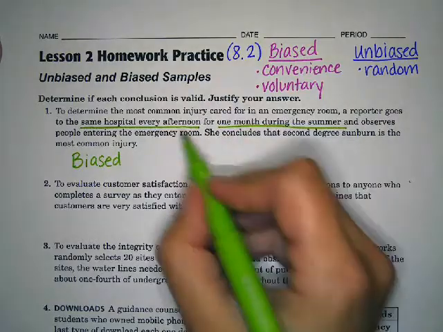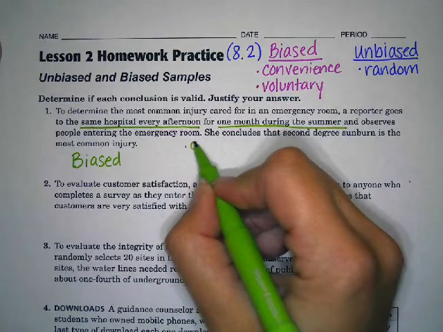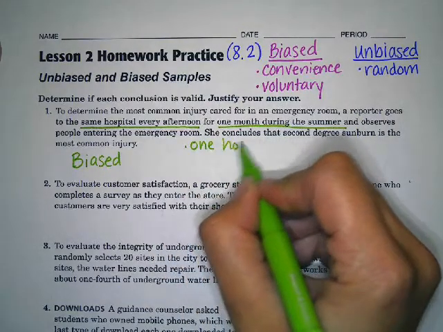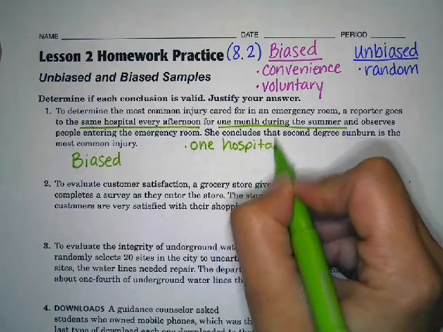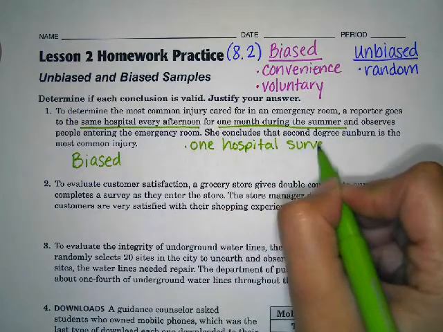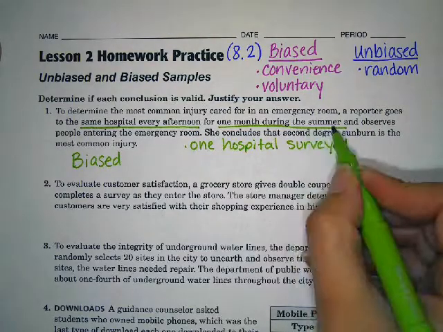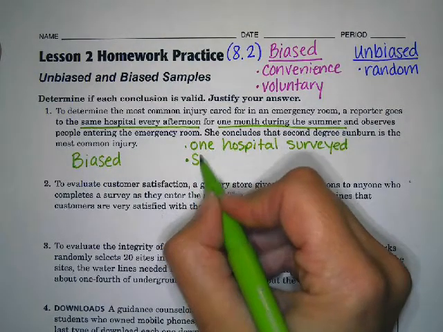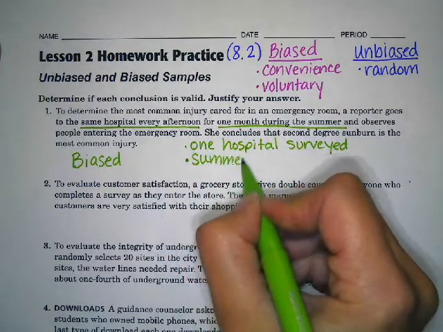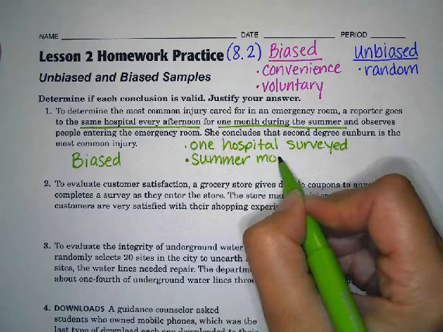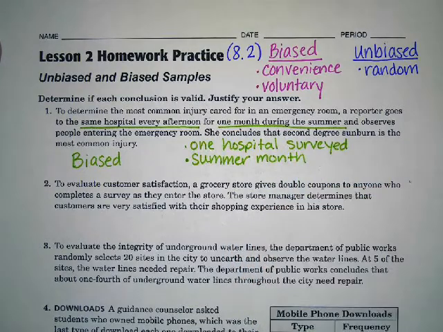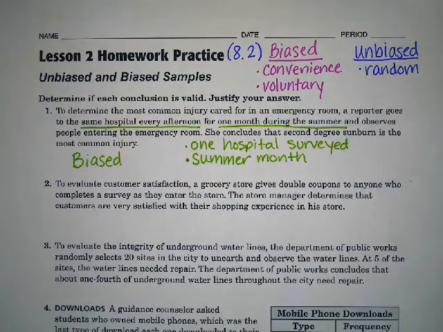because only one hospital was surveyed. And it's only doing a summer month. So of course, in a summer month, you're going to have more sunburns than you would, let's say, in December. So it depends on what month you are surveying.